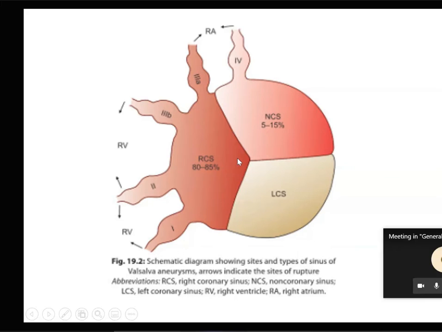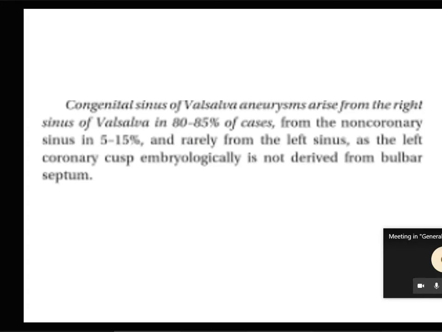But you find out the embryological reason for that, why it is not happening in the left coronary sinus. Okay. So in 80 to 85% of the cases it is in the right sinus, non-coronary 5 to 15%, and rarely from the left sinus, as the left coronary cusp embryologically is not derived from the bulbar septum. That is the reason.